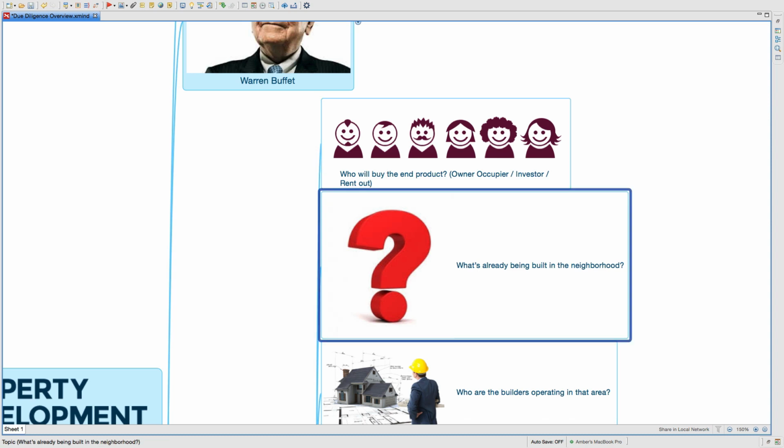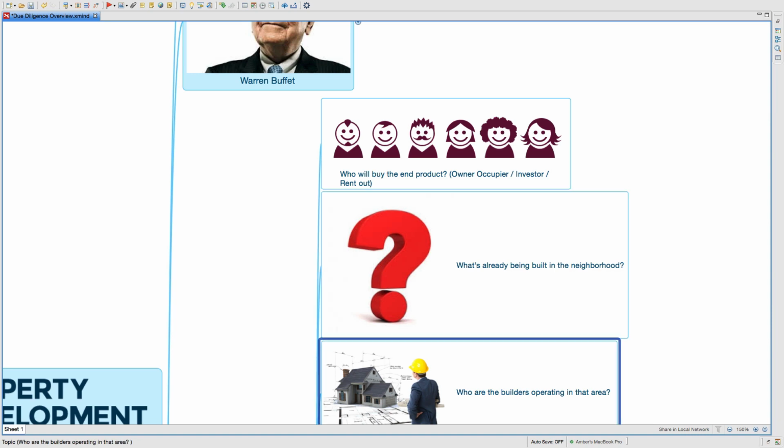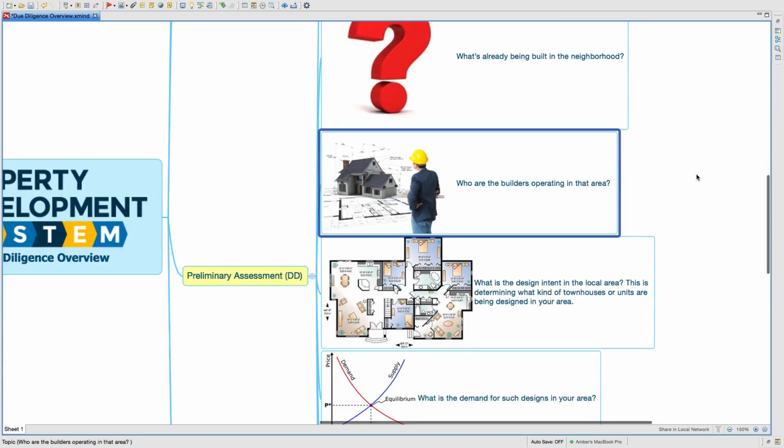What's already being built in the neighborhood? Is it townhouses, is it apartments, or is it single homes? What is happening in my neighborhood? We've got to go out and find as much information as we can about what's currently happening in the neighborhood. Who are the builders operating in that area?